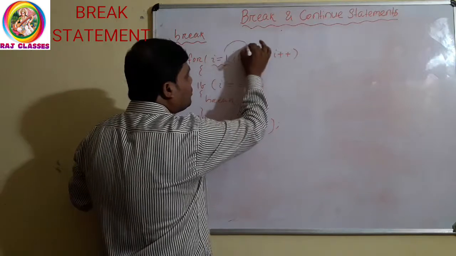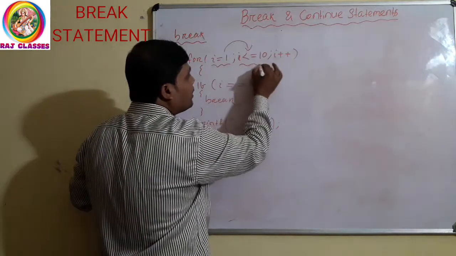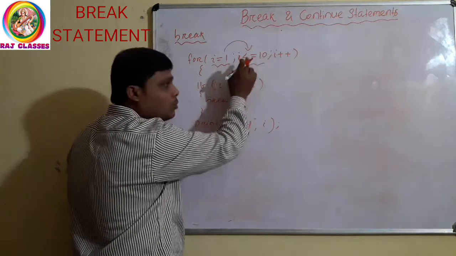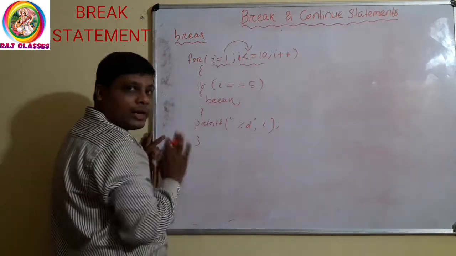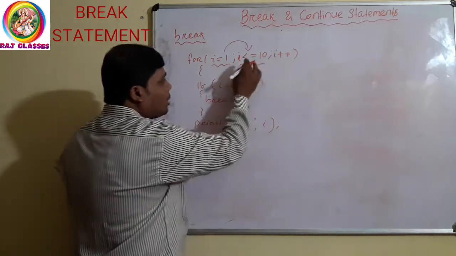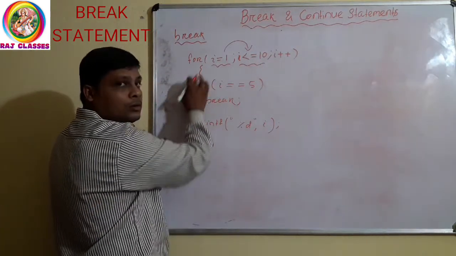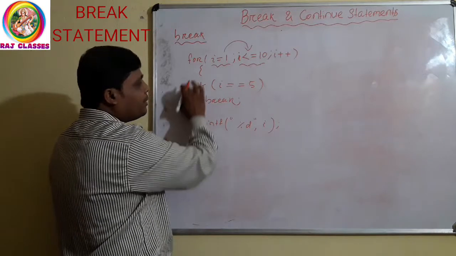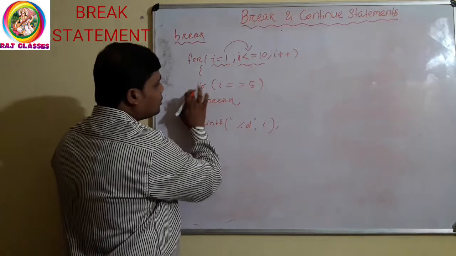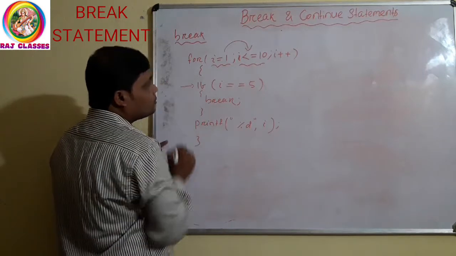Then control will go to the condition part: I less than equal to 10. The condition is true. I value is 1, and 1 is less than equal to 10. So if this condition is true, control will go inside the loop. That means the loop body part will execute. So this statement will execute.